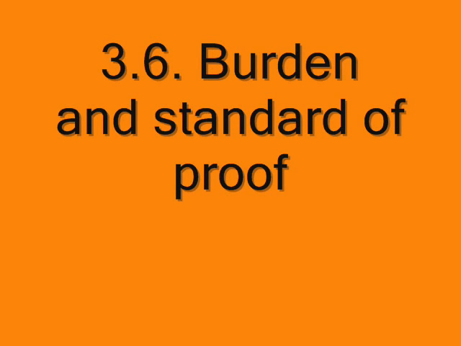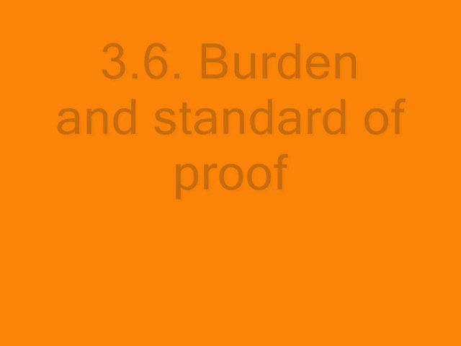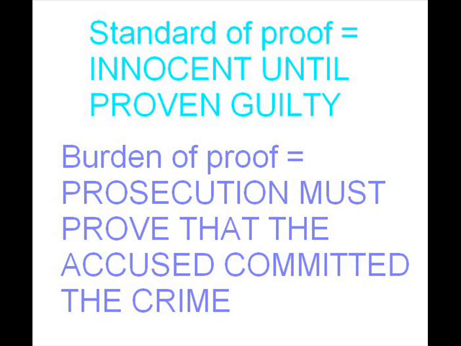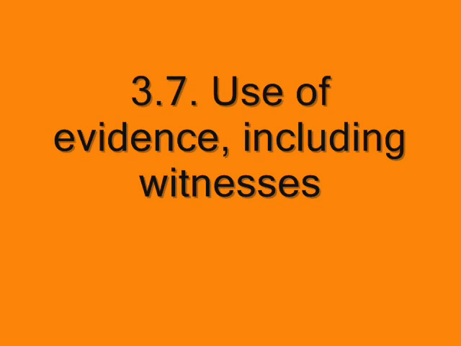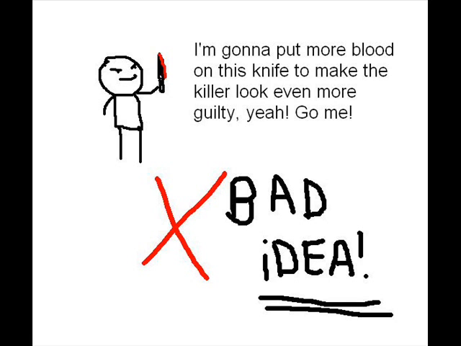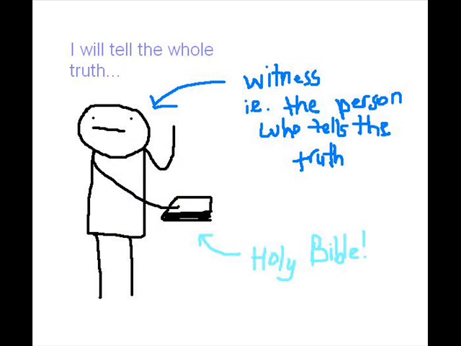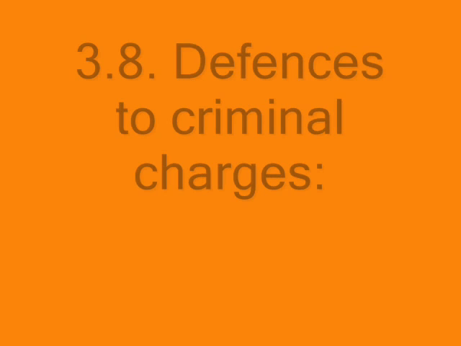Burden and standard of proof. Standard of proof is the notion that a person is innocent until proven guilty, and burden of proof means that the prosecution have to prove that the accused actually committed the crime. Use of evidence, including witnesses. Evidence cannot be tampered with, or else it cannot be used in the court. A witness must tell the truth when they are in court.